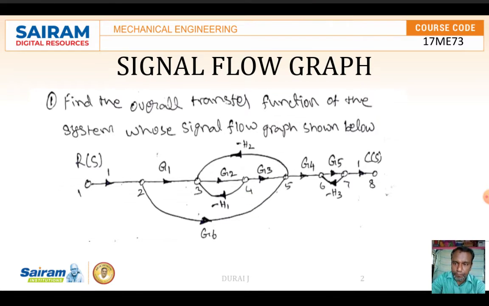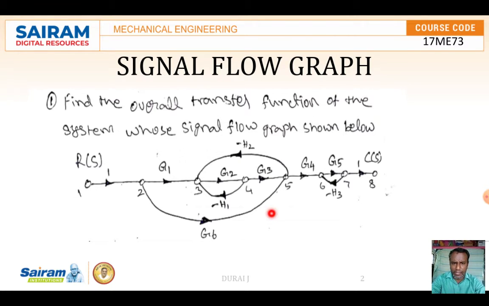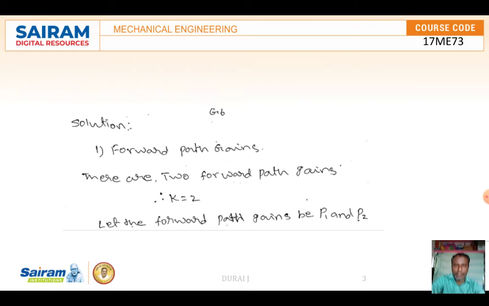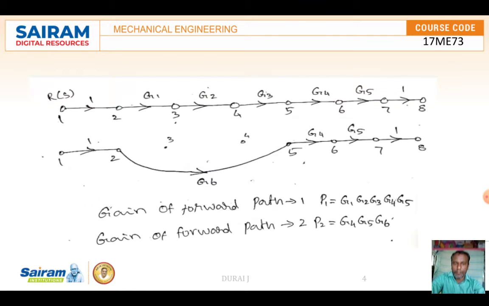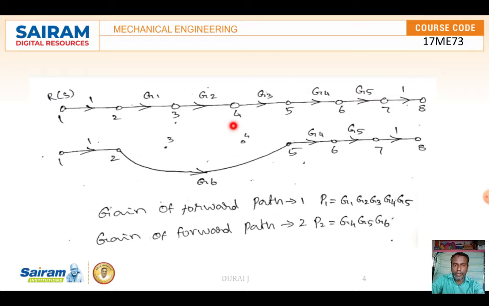Here, the first step is to find the number of forward paths. How many forward paths are there over here? We will check. See over here: 1 2 3 4 5 6 7 8. This is one forward path. Another forward path: 1 2 5 6 7 8. So these are all the forward paths that are there. There are two forward paths, so we are going to take P1 and P2. So 1 2 3 4 5 6 7 8, and 1 2 5 6 7 8.